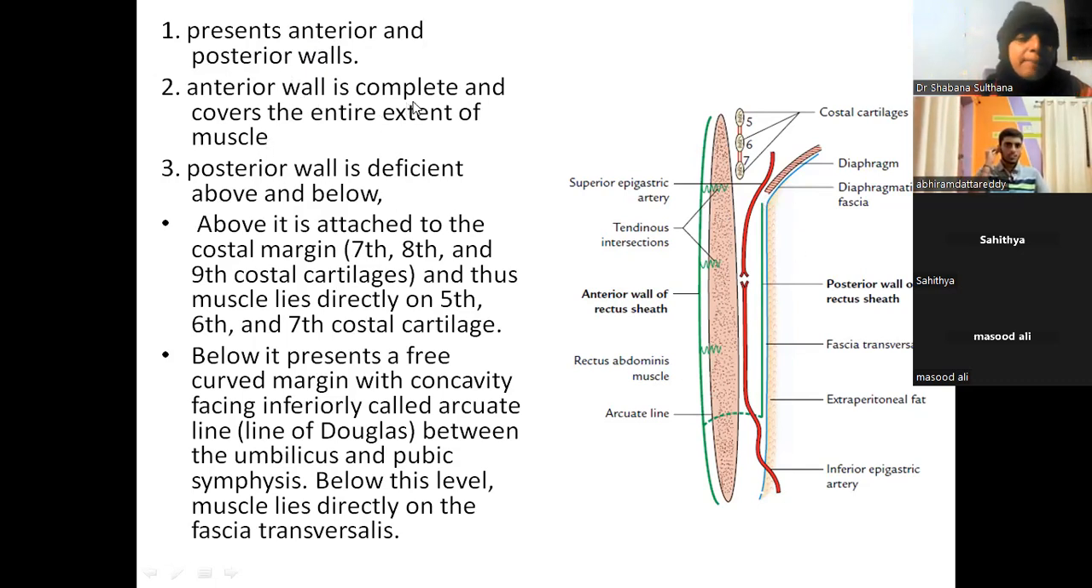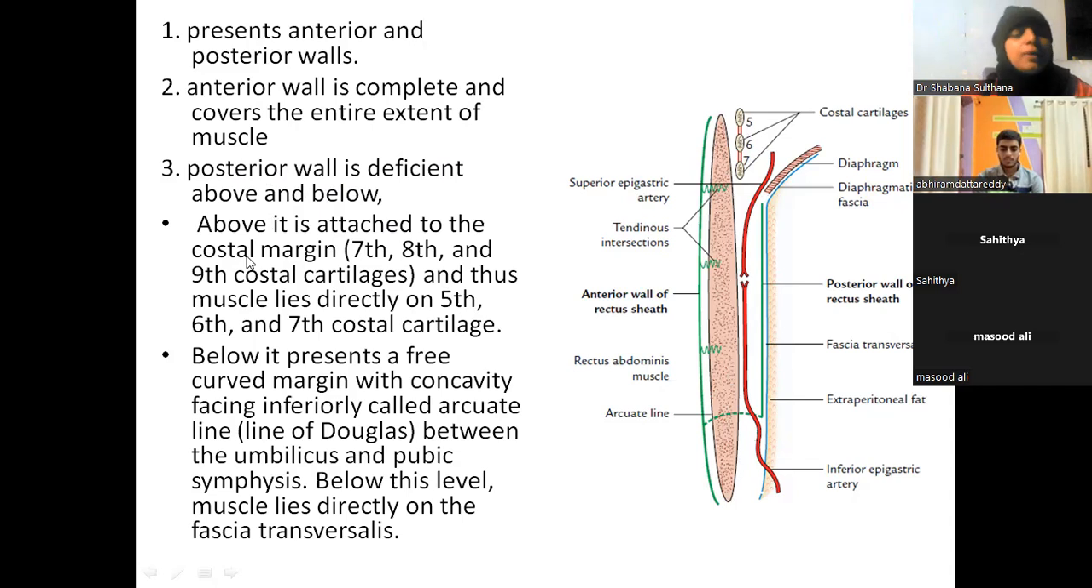The anterior wall is complete and it is covering the muscle entirely. The posterior wall is deficient above. We don't have any posterior wall above. Directly, rectus abdominis is resting over the ribs and intervening muscles. Can you see? Is there any sheath behind in the upper part? No. The posterior wall is deficient above, and if you see below the arcuate line also, do we find any posterior wall? Below the arcuate line? No, ma'am. So the posterior wall is deficient above and deficient below also.